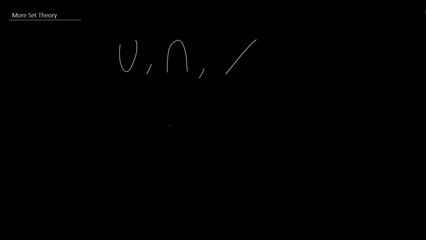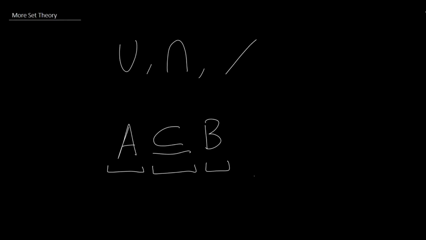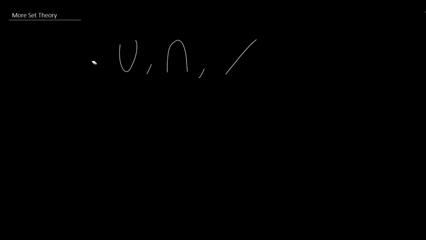So this new symbol has a shape like this, and you put one set on one side and another set on the other side. And you read this like A is a subset of B. So what sort of information does that communicate? What does it mean to be a subset? Well, if A is a subset of B, basically that means that A is inside of B. And I can illustrate that with an example.